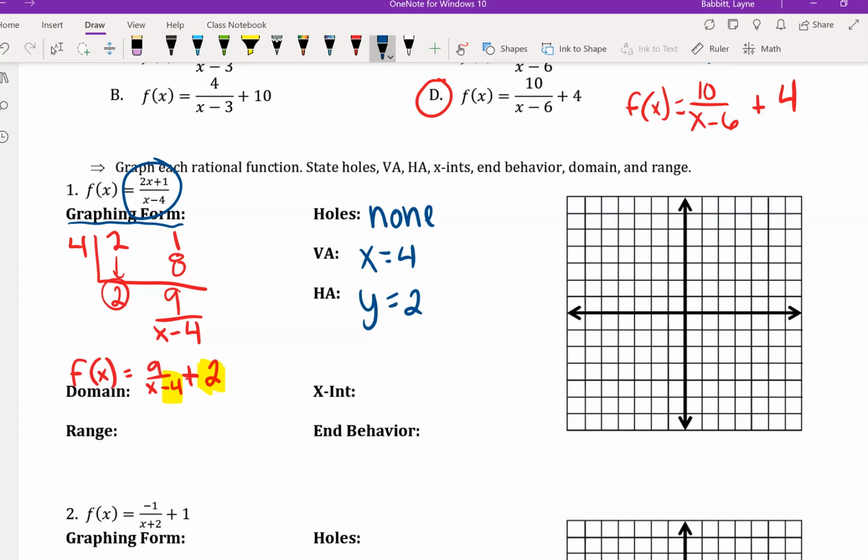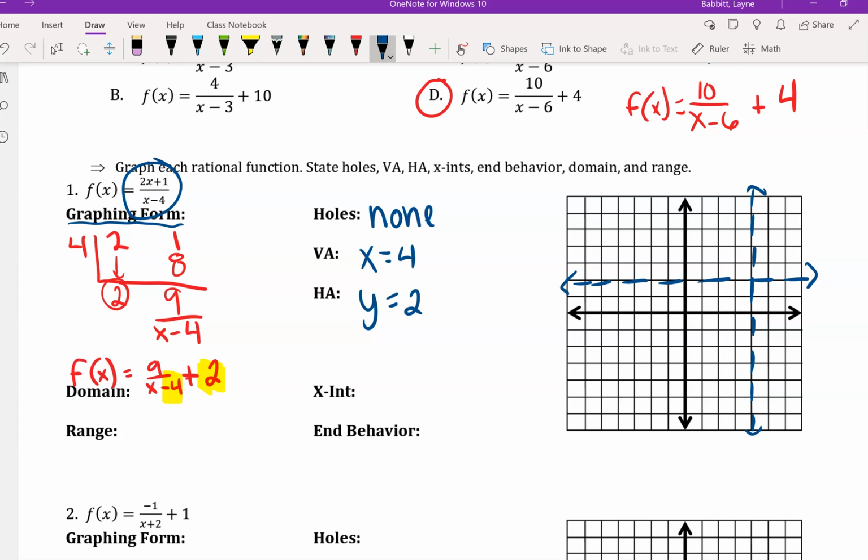I'm going to now sketch this, and then I'll answer the rest of the question. So we have a vertical asymptote at 4, 1, 2, 3, 4. And a horizontal asymptote at 2. In graphing form, I've got a positive 9, so that means everything's going to go in the first and third quadrants. I can also find the x-intercept.